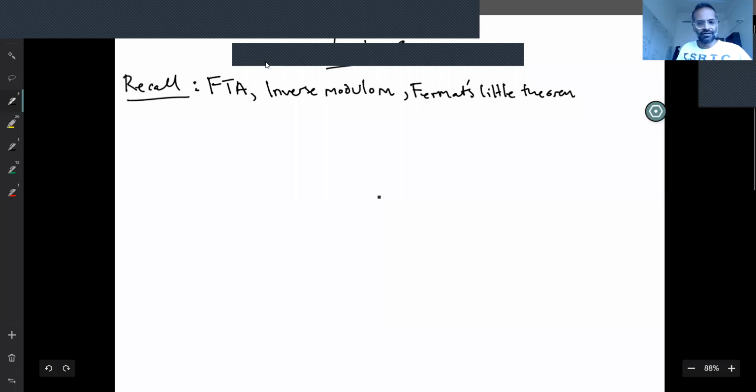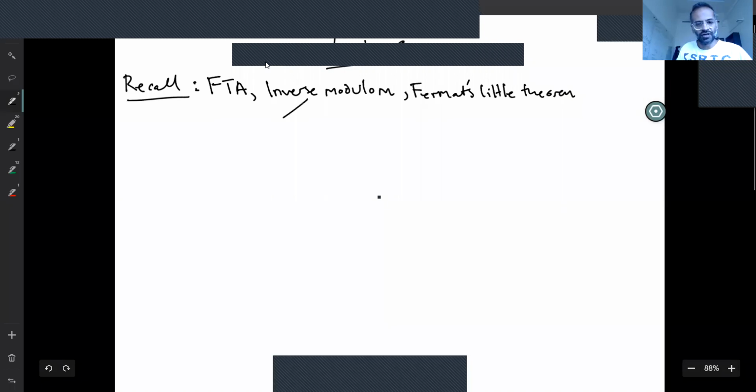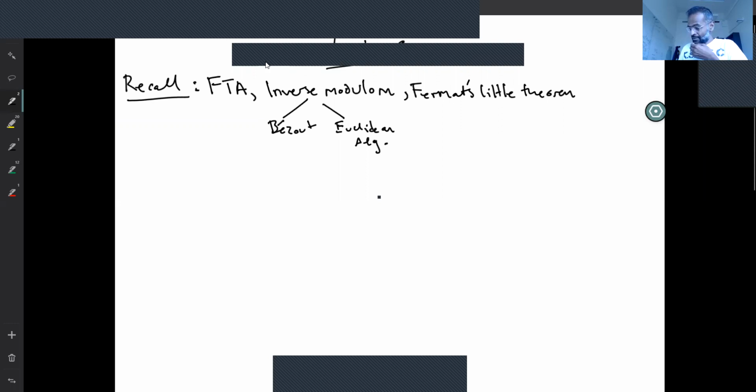And in computing the inverse, we had to use some stuff we did last week, like we had to use Bézout's theorem, and we had to use the Euclidean algorithm again. And we're going to use all this stuff again in this lecture. That's why I'm reviewing it. And remember, Fermat's little theorem is the statement that if p is a prime, then a to the p minus 1 is congruent to 1 modulo p if p doesn't divide a.